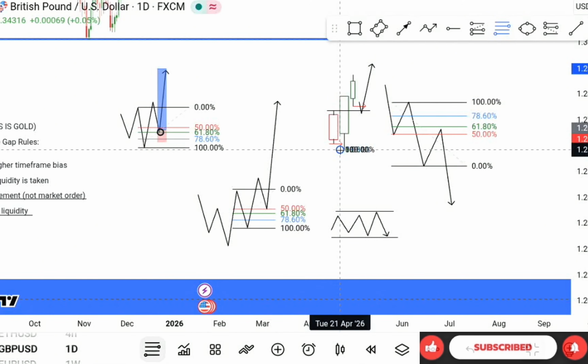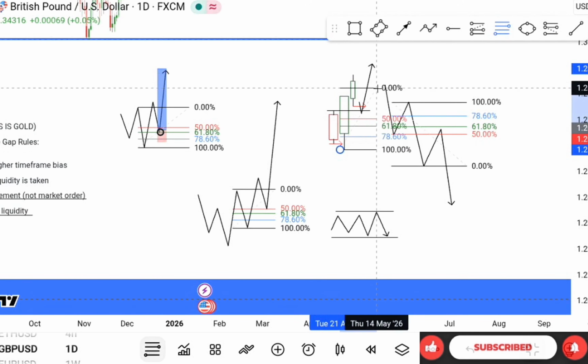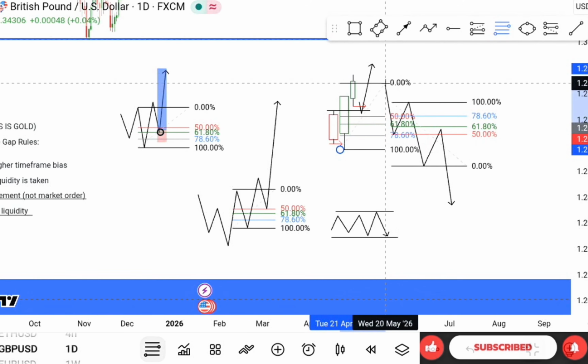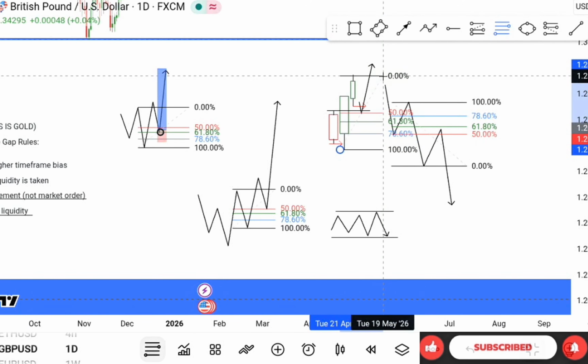Always refine, don't enter from market orders. Like what I said here, only enter from refinement, not market order. Don't enter from market order, always enter from refinement.